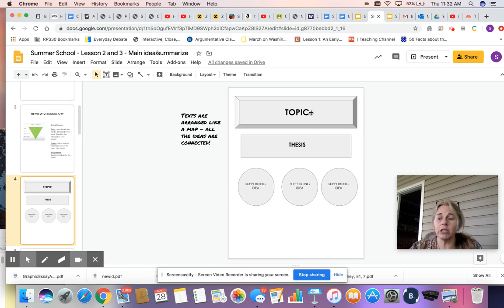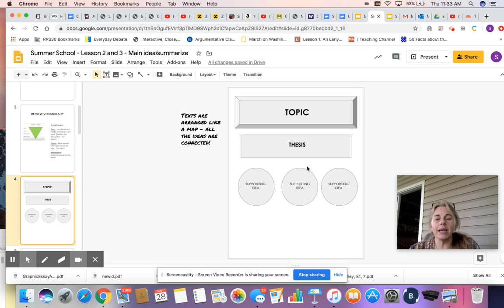So if I've just read a passage and the question is, what is the topic? I know I need to go to the introduction and look in those first few sentences to find out what generally is this all about? What is the big idea here? And then I need to find the thesis, also located in the introduction, but it will be a statement that gives me more specific information about this topic.